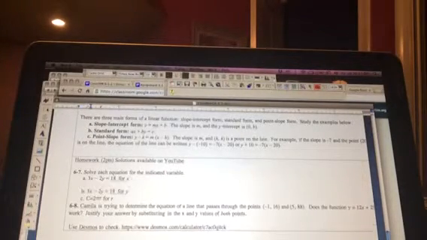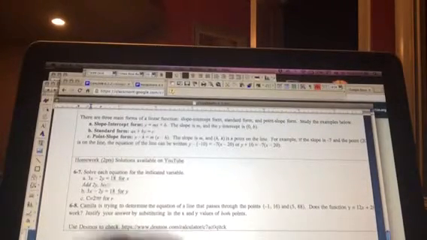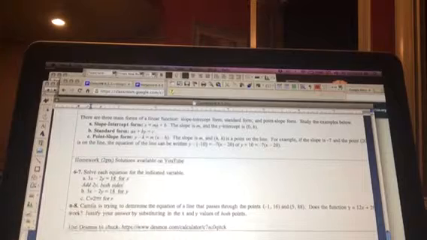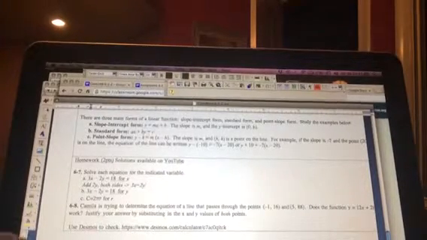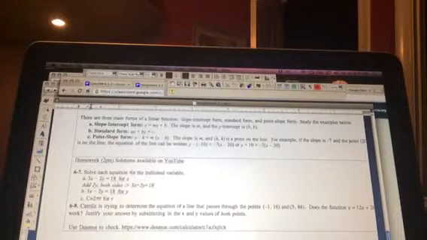So first thing I want to do is I'm going to add 2y to both sides. And that's going to get me the new equation. 3x, and the 2y is gone, so 3x equals positive 2y plus 18.